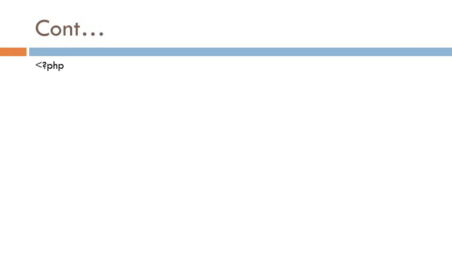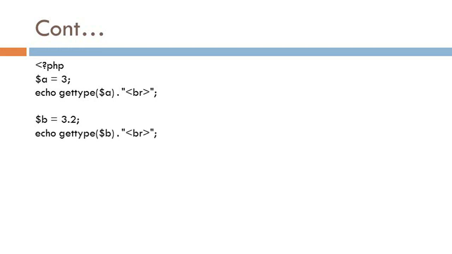Now example of gettype function. So first I write starting tag of PHP script, then I declare one variable $a with a value 3, then I write echo gettype($a). That means this echo statement prints the data type of variable a. Now next is $b equal to 3.2. Here data type of variable b is float or double. So here I get the data type of variable b using gettype function.